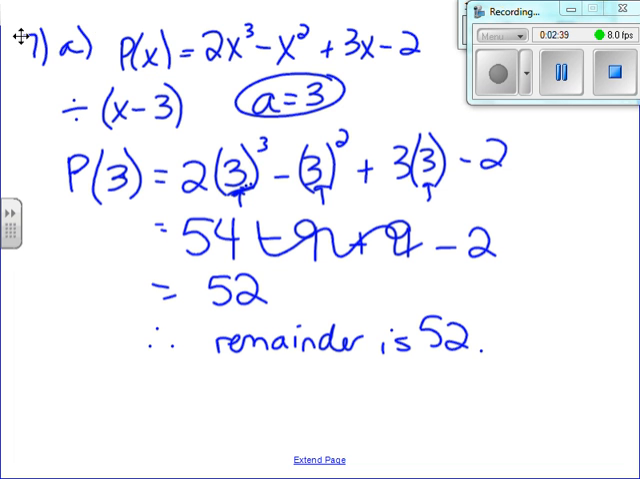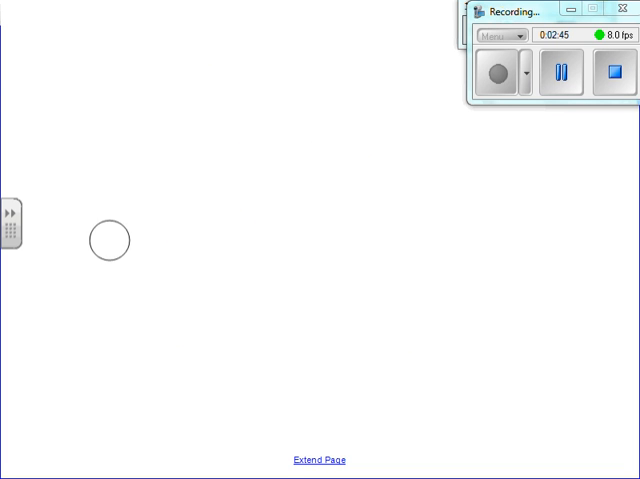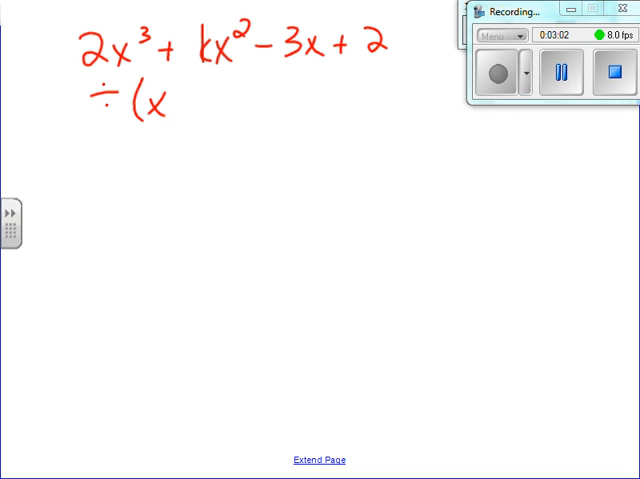When we go on to number 8, it looks a little bit more complicated, but it follows the exact same methods. Number 8 says when 2x cubed plus kx squared minus 3x plus 2 is divided by x minus 2, the remainder is 4. Determine the value of k. So now we're actually working backwards a little bit. I know it's being divided by this and the remainder is 4. So therefore, when a equals positive 2, the remainder equals 4.